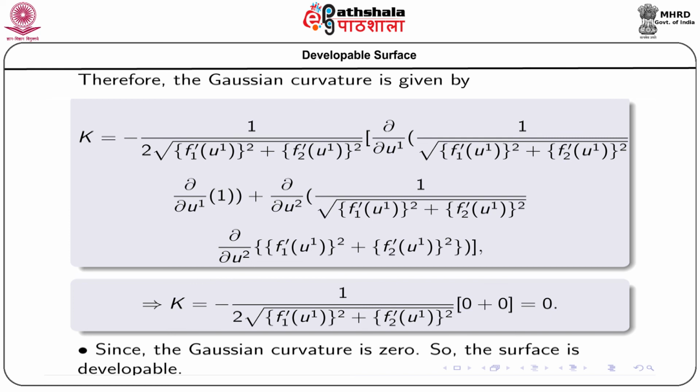So, for finding whether the surface is developable or not, we have to find the Gaussian curvature. If it becomes 0, then the surface is developable, otherwise it is not.